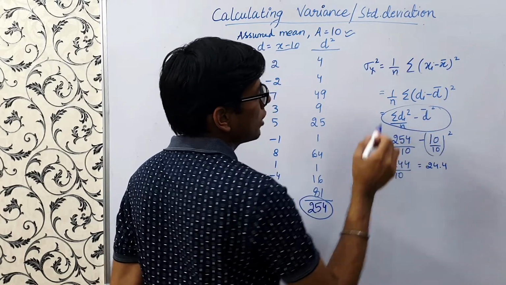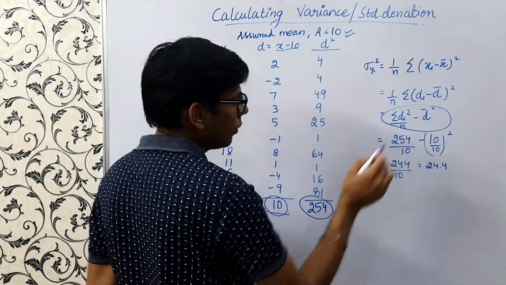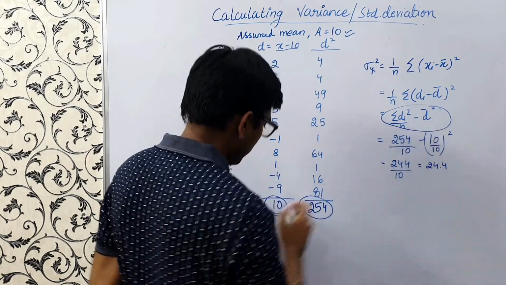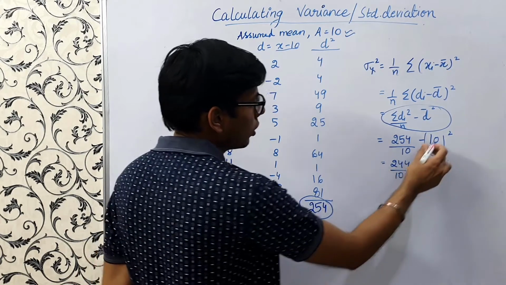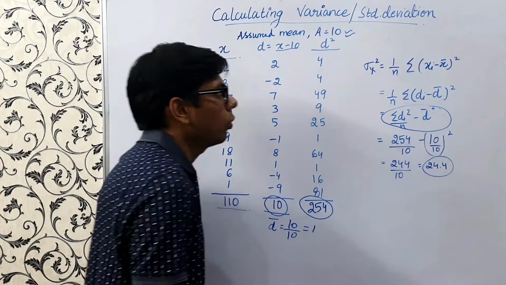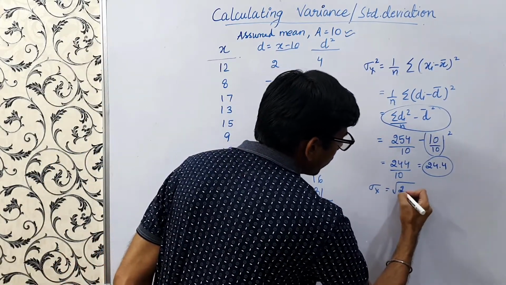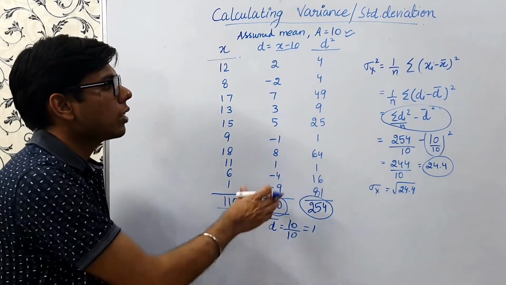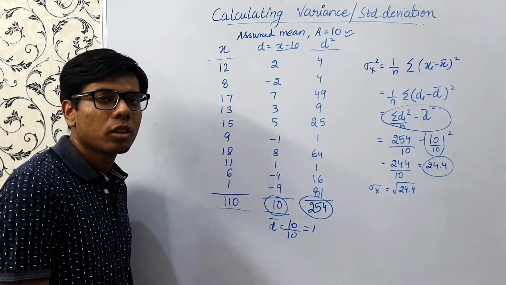That variance formula is summation di square upon n minus d bar square. Summation di square turns out to be 254. The total number of observations is 10, minus d bar squared. d bar is nothing but 10 by 10, that is 1. So this is 254 by 10 minus 1, which is 24.4. This is the variance of x, and the standard deviation would be nothing but the square root of 24.4. So this is the assumed mean method through which we can calculate the standard deviation or the variance.